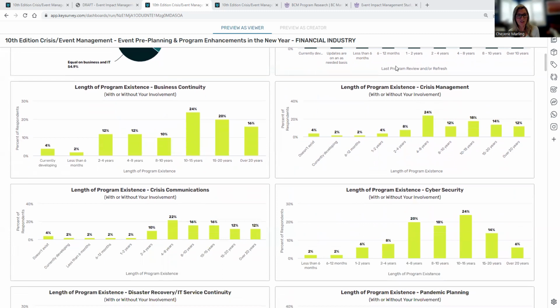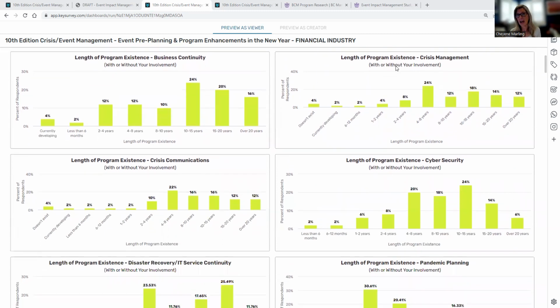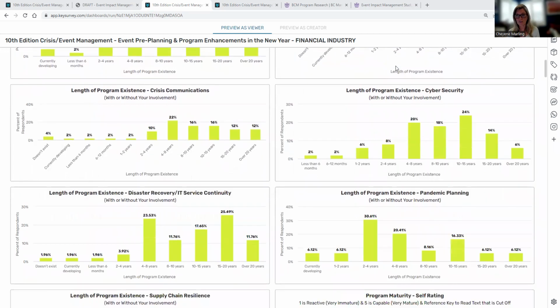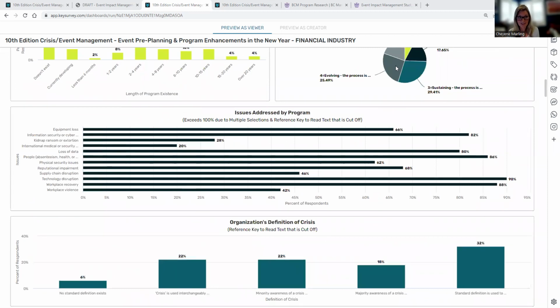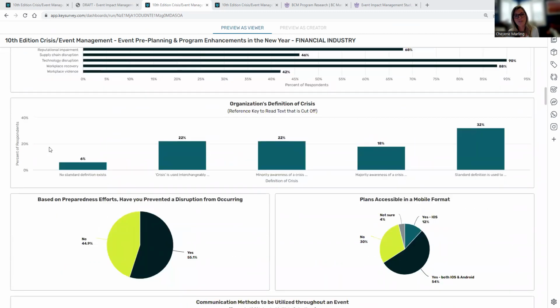So as you can see in front of you, this gives you an opportunity to see how the length of your program compares to your peer group during different aspects of the program. What are the different issues that your program really addresses, from equipment loss, loss of data, supply chain disruption, definition of a crisis. Now you will see that some of the text does cut off within the data charts. The reason why is it's extracting the content directly from the study itself, and we don't want to remove that text from the study question.